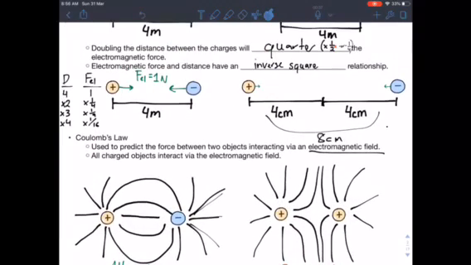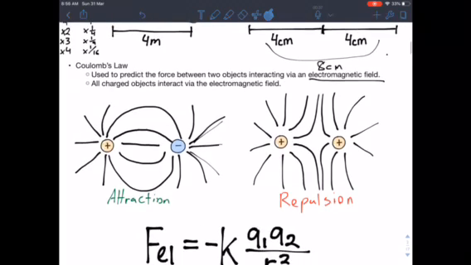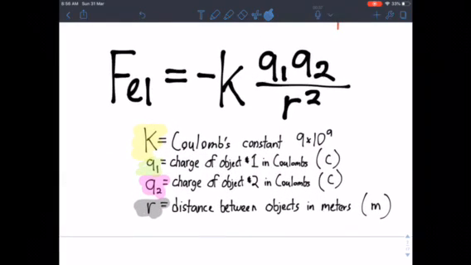So that's why we get like 1/4 the force at twice the distance, because the field is spread out over not twice as much area. The field is spread out over 4 times as much area. All right, so here's the equation for Coulomb's law.